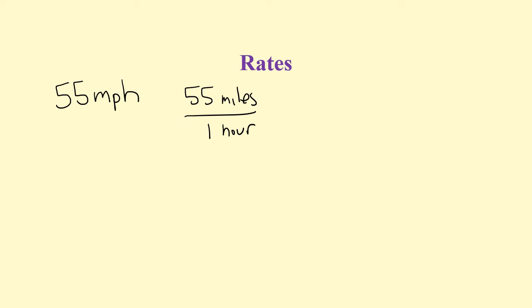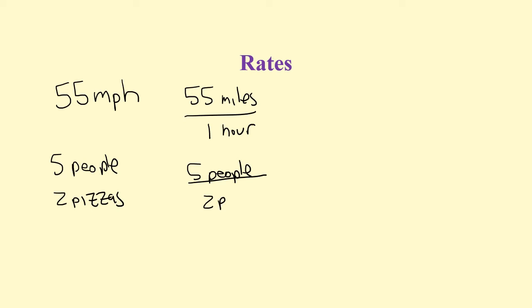Here's another example. Suppose you are buying pizzas for a party and you know, from past experience, that 5 people collectively eat about 2 pizzas. So we can write that as a rate also. 5 people over 2 pizzas.